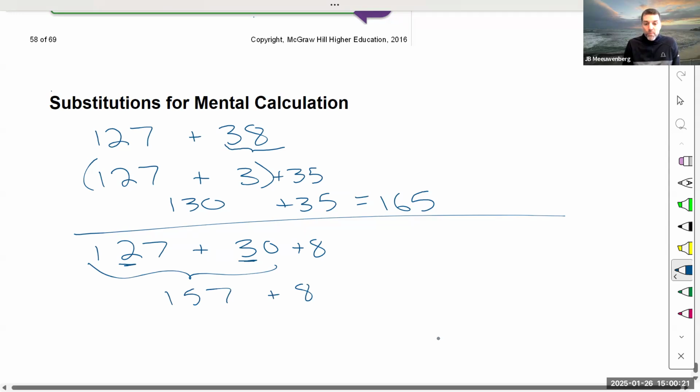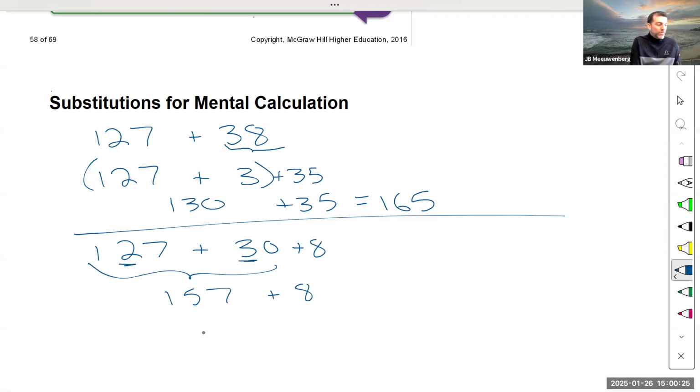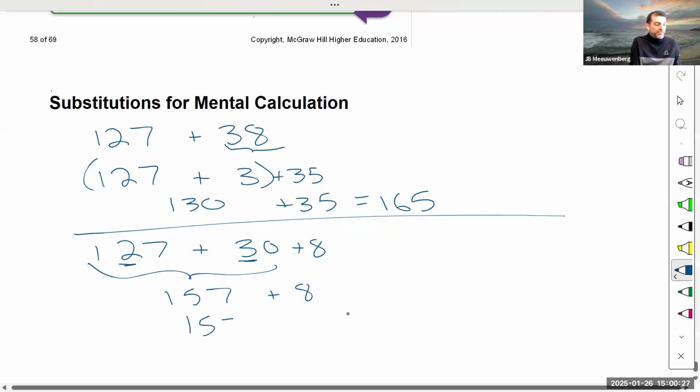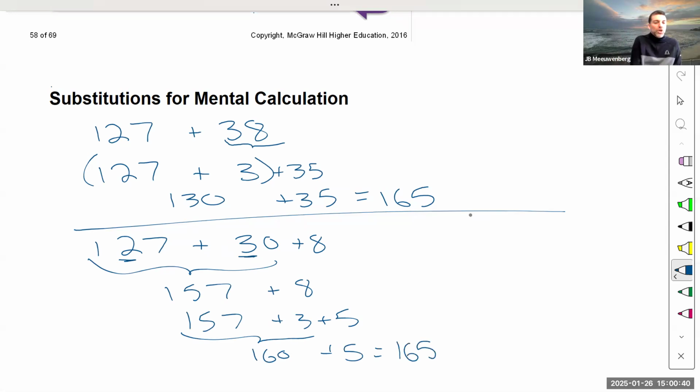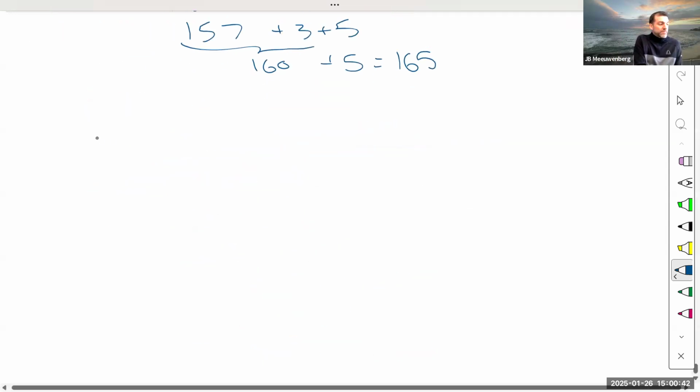And then to add 8 more. You could even do it again and think about 8 as 3 plus 5. 157 plus 3 is 160, plus 5 is 165. So you can do it multiple times, even in the same situation. You don't have to just change the 38.